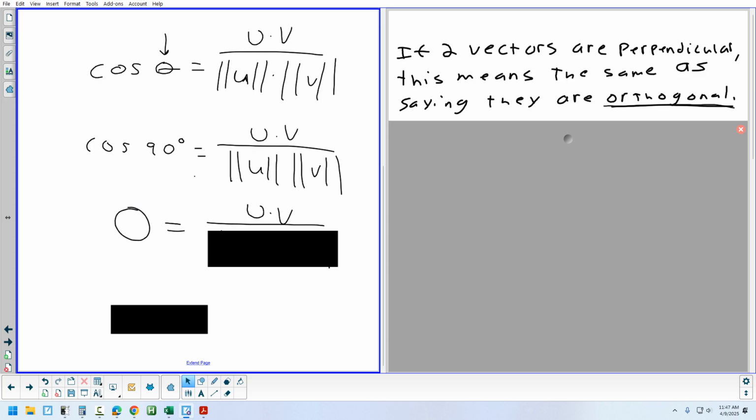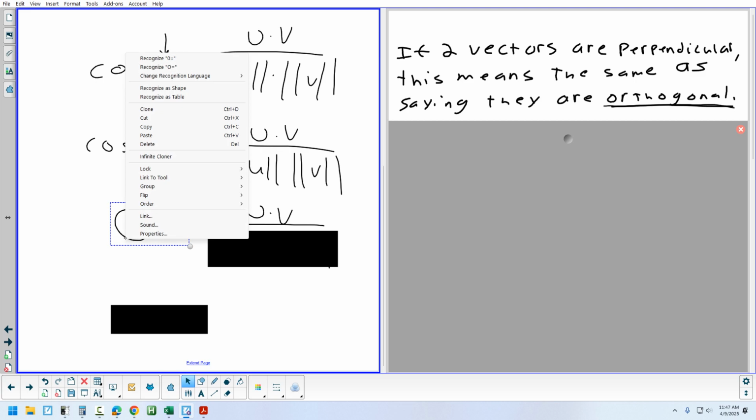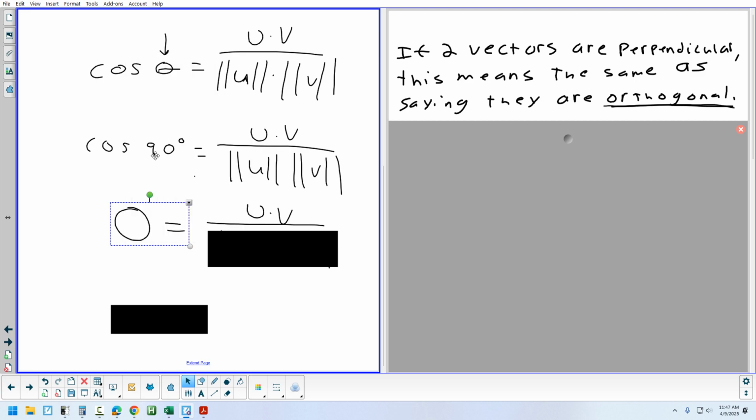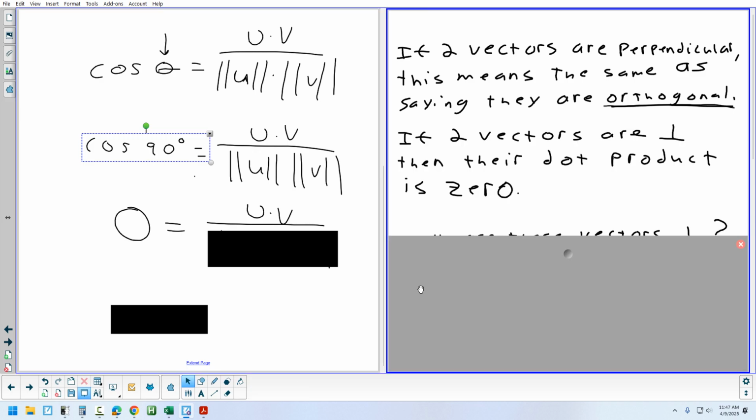And if that's 0, the only way to get a 0 there is if you take the cosine of 90. And if you filled in 90, then that means the vectors are perpendicular. Right? So that is a shortcut you can use to figure out if two vectors are orthogonal. The dot product has to come out to 0. It is the only way you can make that fraction 0. And that's what has to happen if they're perpendicular. The fraction has to be 0.